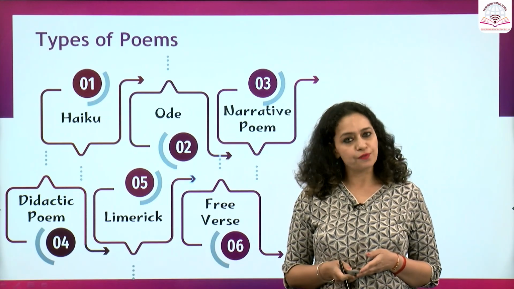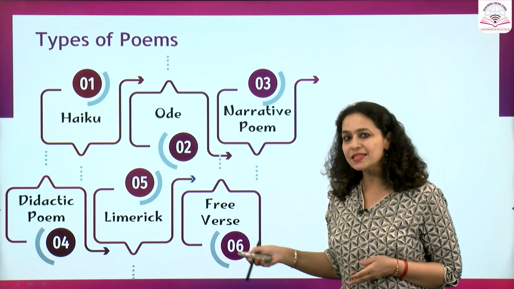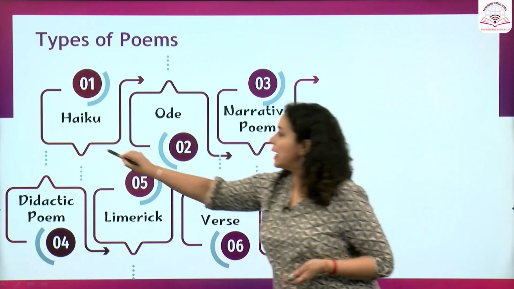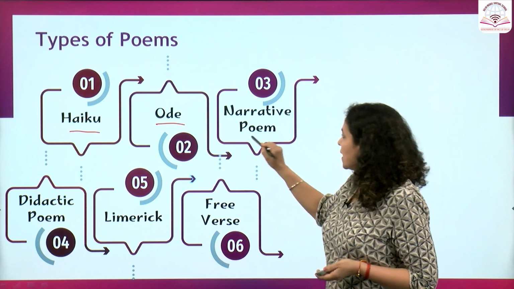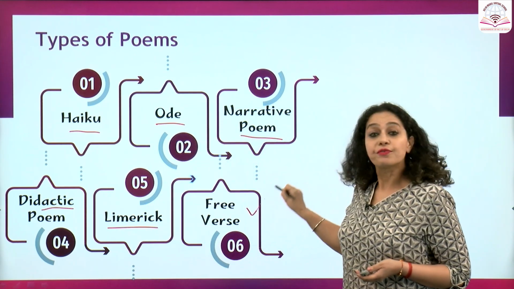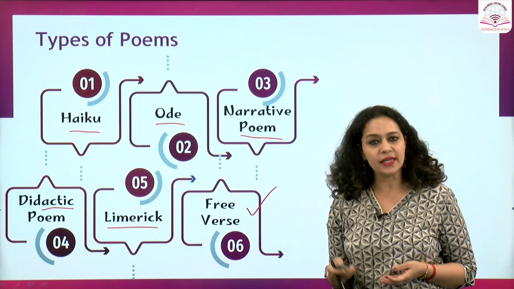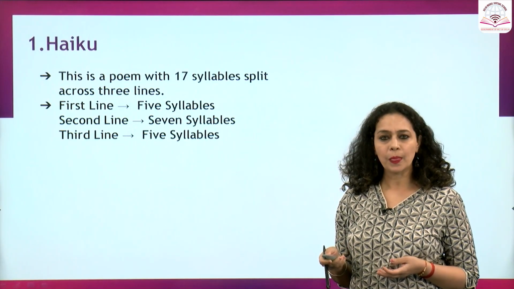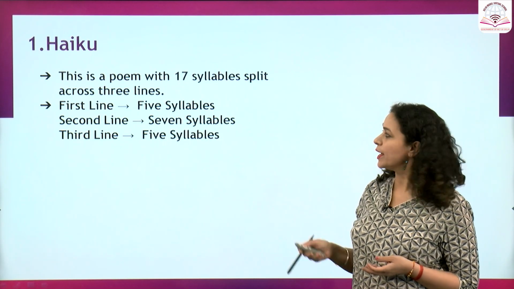Let's have a look at different types of poems. We are going to explore 6 different types of poems, namely haiku, ode, narrative poem, didactic poem, limerick and free verse. We'll take one in each detail now. First of all, let's talk about haiku.